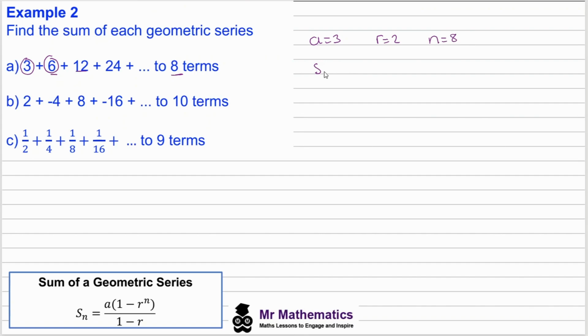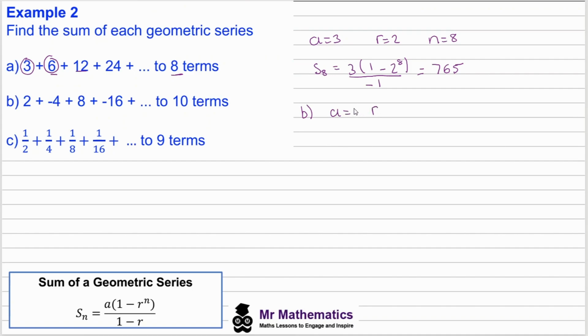So the sum of the first 8 terms will be a, using this formula, multiplied by 1 minus r, which is 2, to the power of n, which is 8. We'll close that bracket, and then we can divide this by 1 minus r, so 1 minus 2, which is negative 1. We can work this out on our calculators, and we get 765. So for question B, well, again, we know that the a value this time is 2.